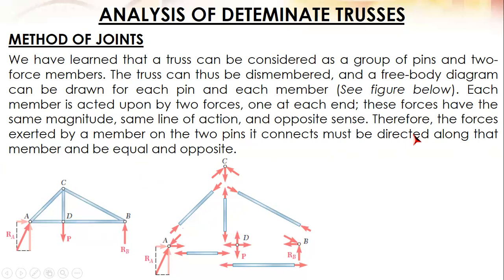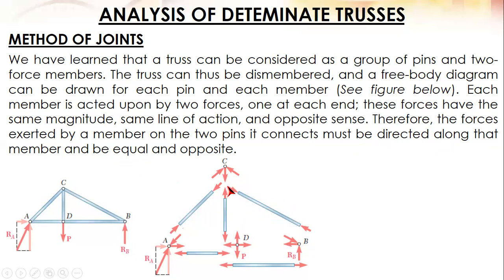The force exerted by this member on the 2 pins, pin C and pin B, must be directed along the member. So their line of action is the same, also with this. Okay? Same line of action along the member. And be equal and opposite. So, since these two forces are equal, on the pin also, this force is also equal to this one, is equal to this one. This force. And then opposite. Third law of Newton, right?